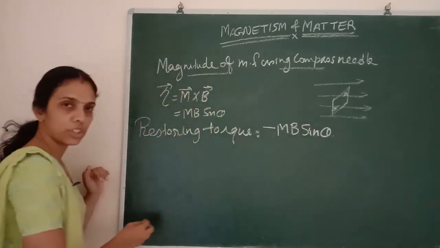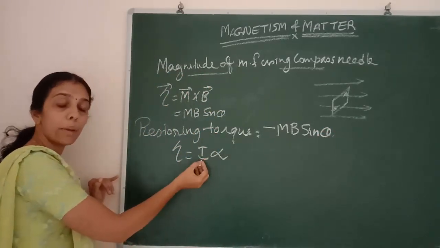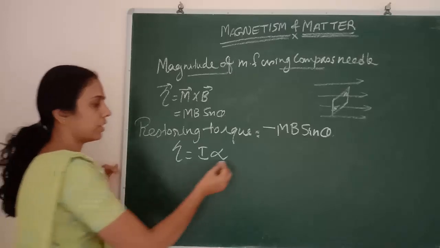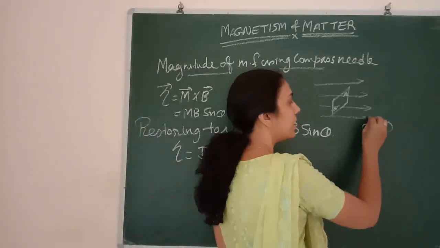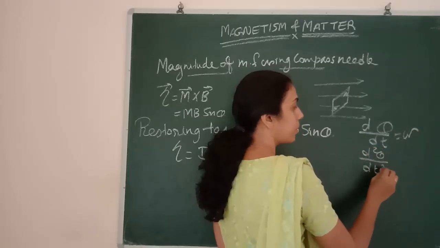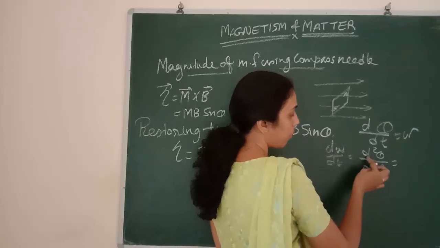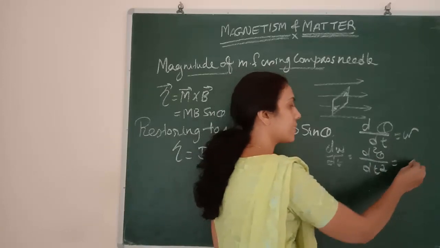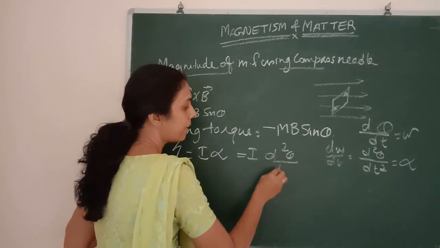So it is having a rotational effect. But we know torque equals I alpha, one formula we know, right? I is the moment of inertia of the system, and alpha is the angular acceleration. In terms of theta, theta is the angular displacement. d theta by dt will be omega, and d omega by dt is called alpha, isn't it? So instead of omega I can substitute d theta by dt, and we get d square theta by dt square equal to alpha. So instead of alpha I can write d square theta by dt square.